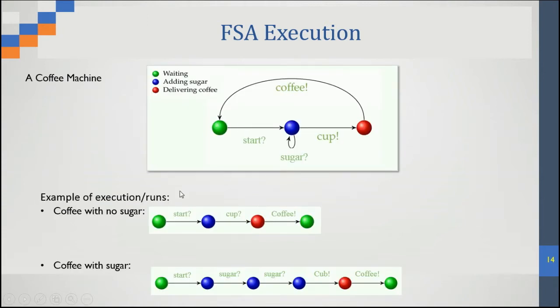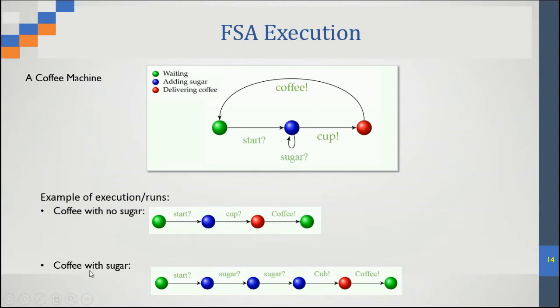Let's see our example, the coffee machine example. So the execution or the run of this machine, we can say we have here start and then the cup, get the cup, and then coffee, without going to adding any sugar. So the first execution, for example, is without sugar. So just start, moving to the second, adding sugar, but we don't add sugar. That means we do not go to adding sugar. We just go to get the cup and then the coffee.